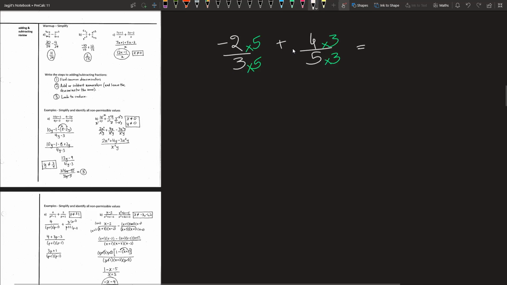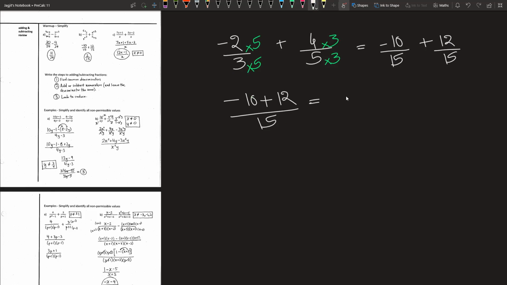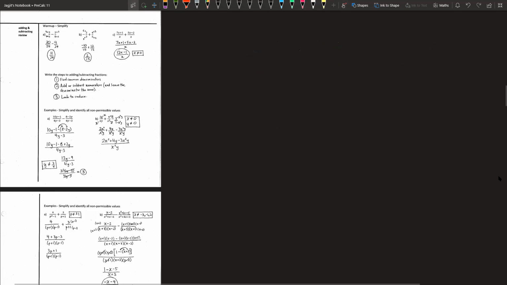So minus 2 times 5 gives me minus 10 over 15. And 4 times 3 is 12 over 15. So you can say this is just minus 10 plus 12 over 15. And minus 10 plus 12 is 2. So you got 2 over 15. Quite simple. Okay, let's work with variables now.